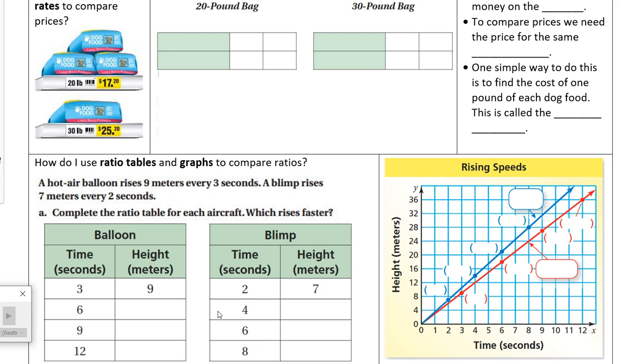Everybody, this is 5.4, Comparing and Graphing Ratios, Part 2. Okay, how do I use unit rates to compare prices?